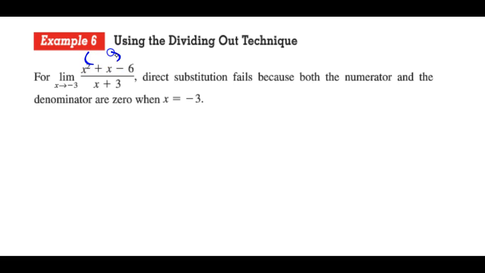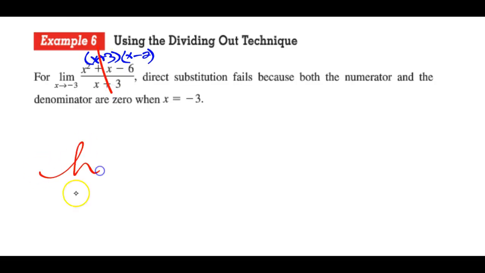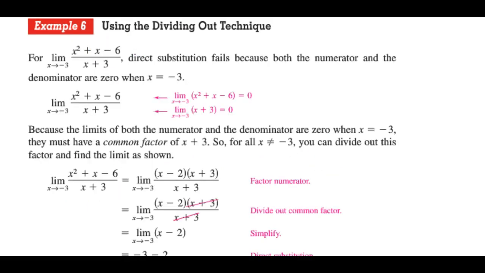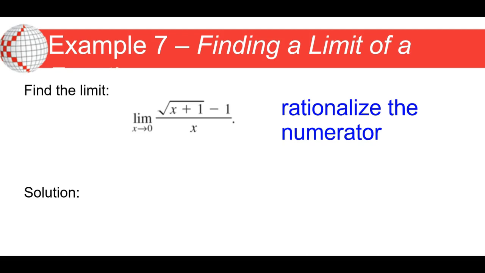So likewise up here, I'll factor this to be x plus 3, x minus 2. I'll cancel. Sorry about that. And then I'll evaluate the limit as x approaches -3 of just what's left, x minus 2. So -3 minus 2 is -5. So again, factoring is a great technique. You can check out Blackboard, the PDF worked out solutions.